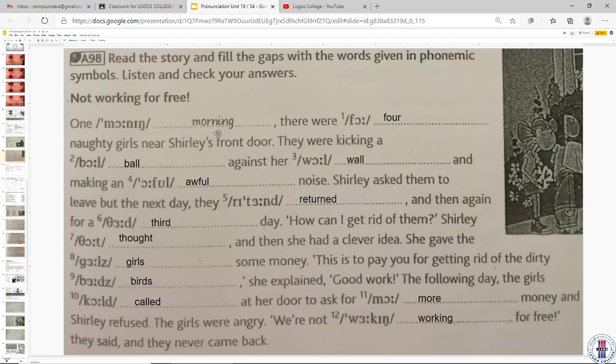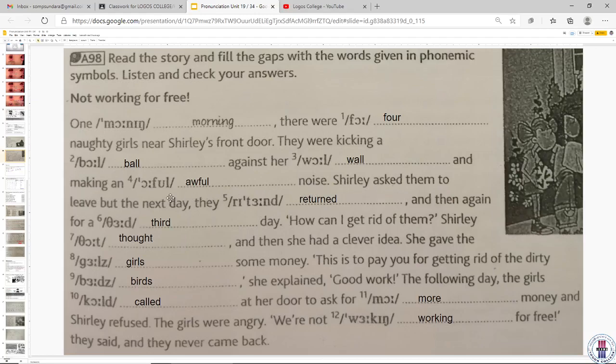So here it says one morning. All right, it's the aw, the r, and the ng. Morning. There were four naughty girls near Shirley's front door. Right. Here's the word. This is IPA for four. Sometimes you'll see people write the IPA with the r sound in parentheses. That's okay too. They were kicking a ball, all right, b, aw, ball, against her wall, making an awful noise.